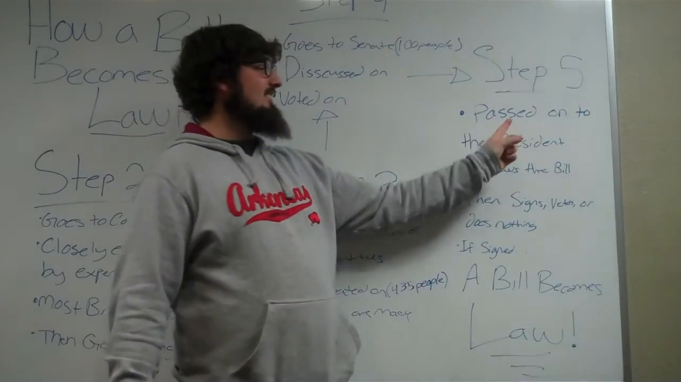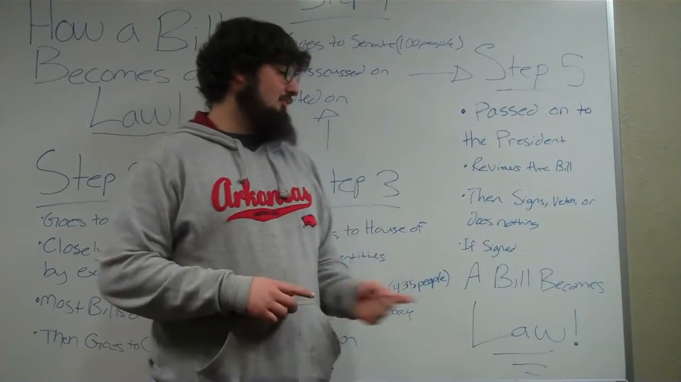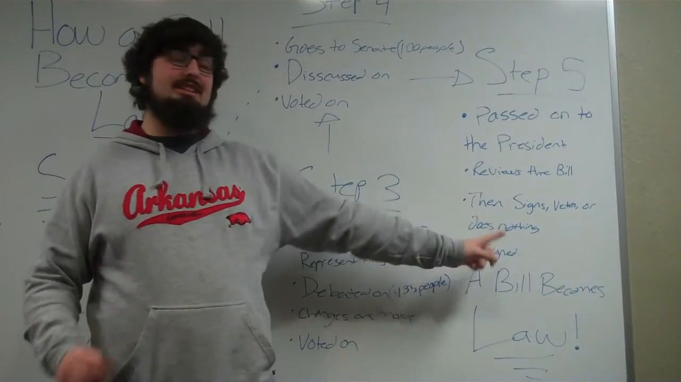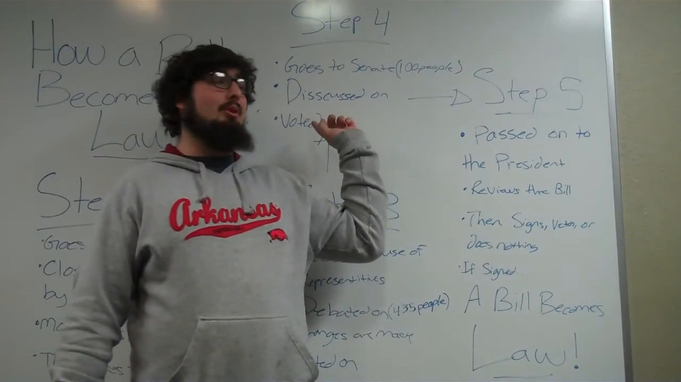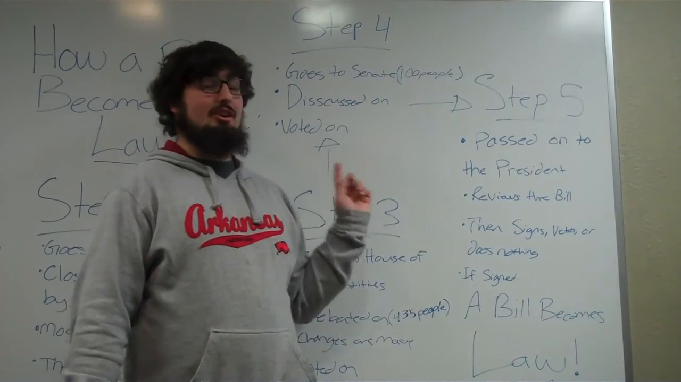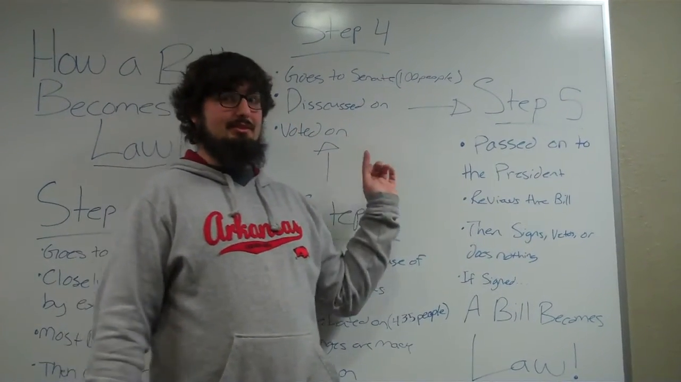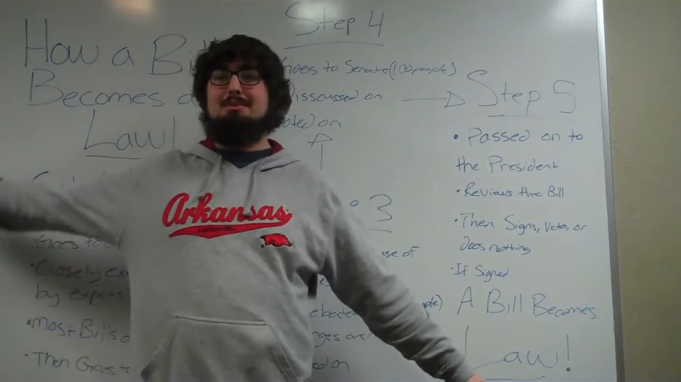Okay, so now it's passed on to the President. Now the President has three things he can do. He can sign it into law, or he can refuse to sign it, or veto it, where it will be sent back to the House or the Senate to be re-voted on, and if it has a 60% majority, it will become a law anyway. Or he could do nothing, and it does basically the same thing, it vetoes it. But if he signs it, it becomes a law, and there's how a bill becomes a law.